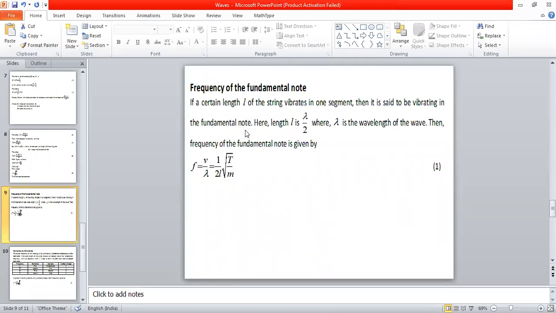Yes, sir. Okay, then if it is vibrating in the fundamental note, then within the whole length there is only one loop. Please remember, one loop means half of the wavelength. So therefore I can say that L is lambda by 2. Length of the loop L.